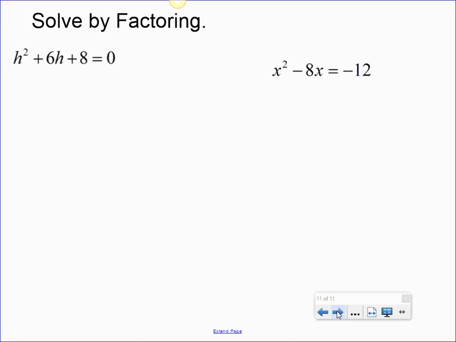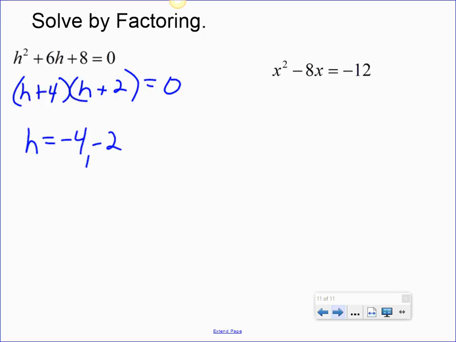So next thing is just to solve by factoring. So very quickly, we would just start by factoring it. This would be an h plus a 4 and an h plus a 2. These are equal to 0, so just applying that zero product property that I know we've talked about before, my solutions would be a -4 and a -2.